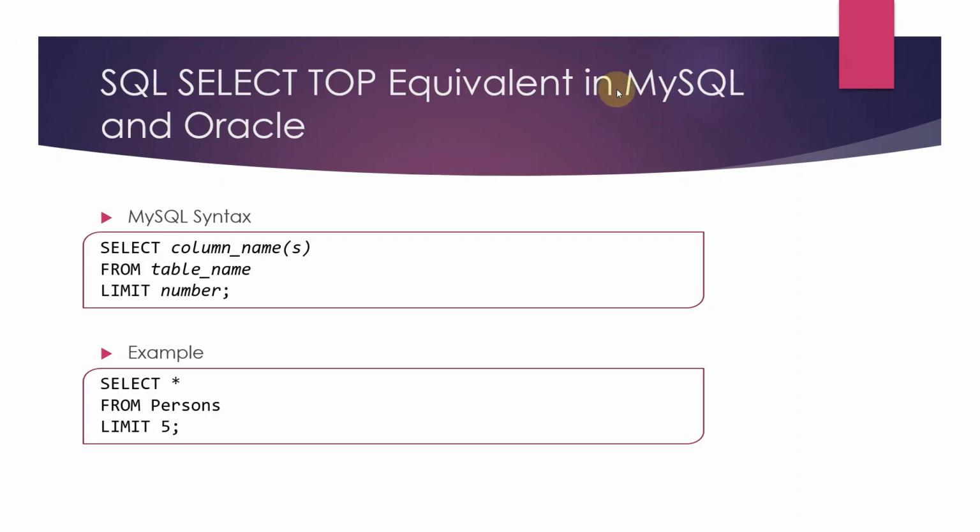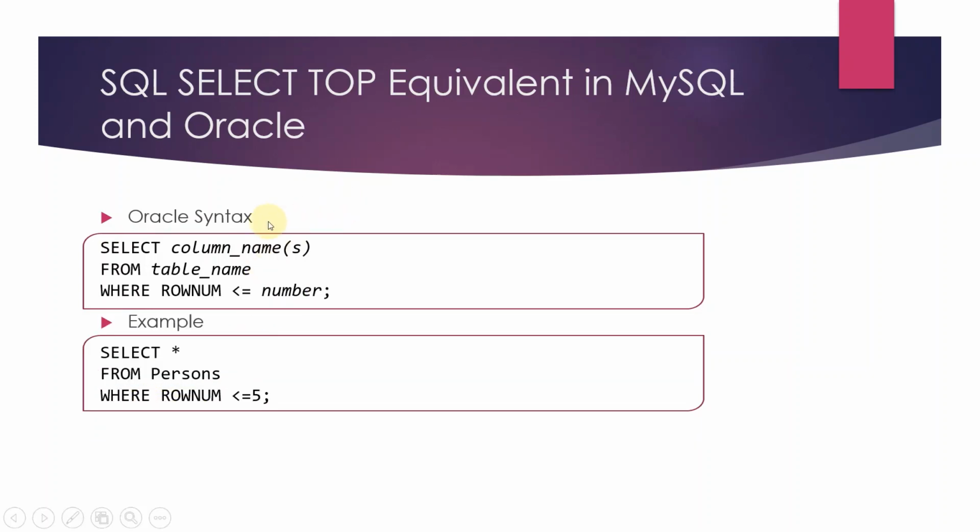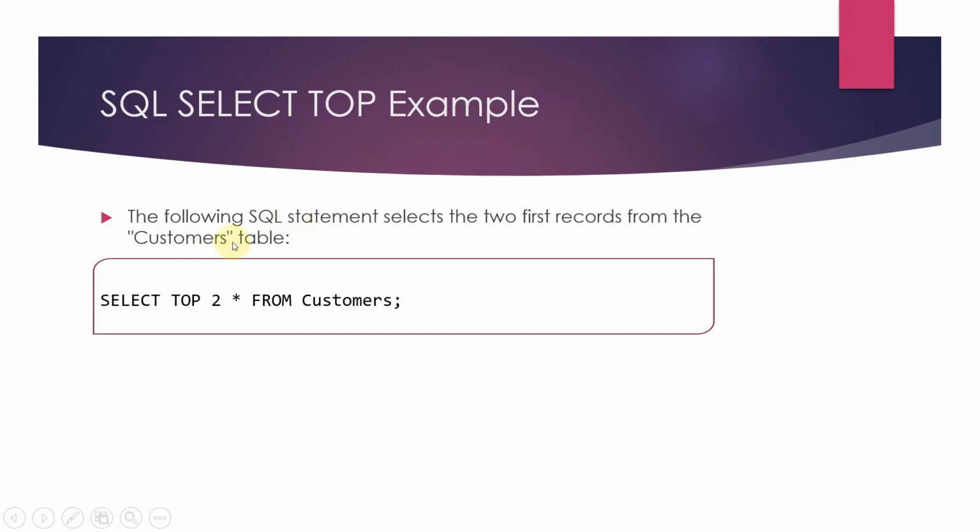So the MySQL syntax: SELECT column names FROM table name LIMIT number. For example, SELECT * FROM Persons LIMIT 5. That's for MySQL, and then for Oracle. Again, we have different syntaxes for different databases. Now let's go back to Access. SQL SELECT TOP example: the following SQL statement selects the first 2 records from the Customers table. So you have SELECT TOP 2 FROM Customers.